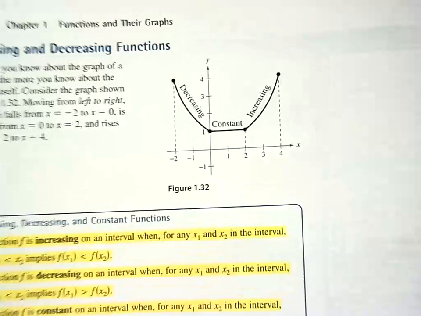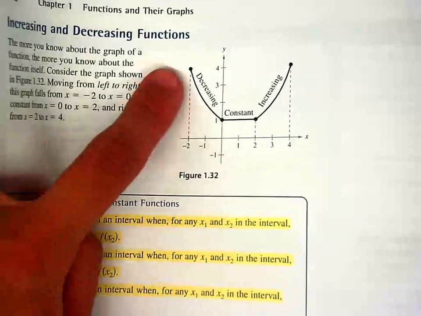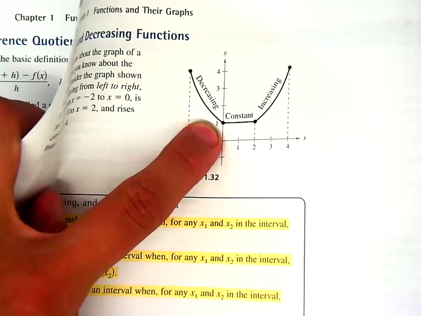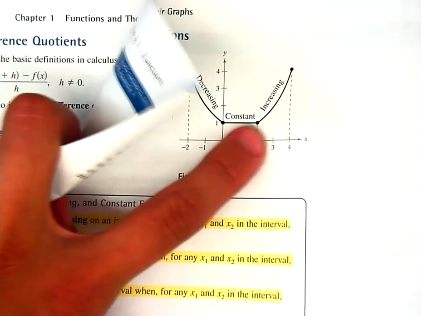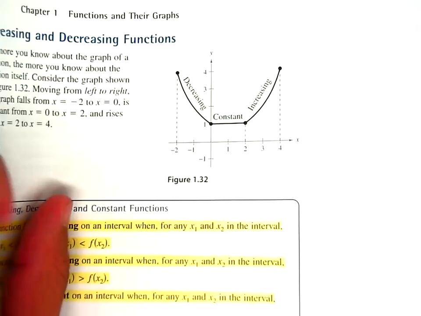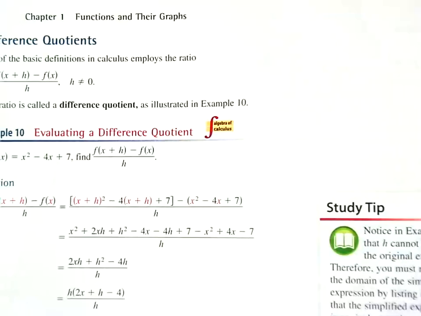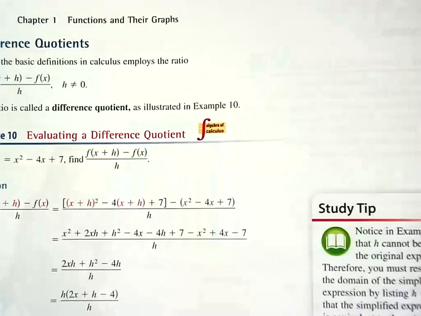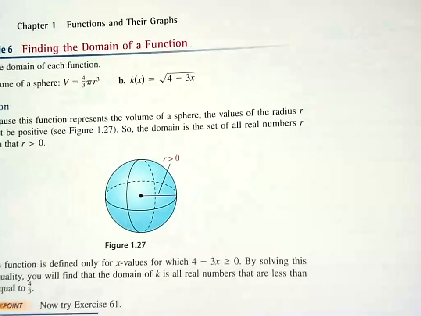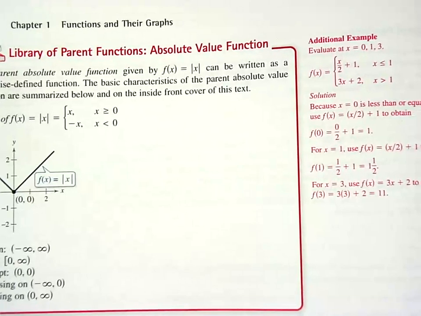And here's a great visual. If it's decreasing, it is going down from left to right. If it's constant, it'll go flat. And if it's increasing, it'll go up, going left to right. And the last thing I need you to copy down is a couple of parent graphs to give you an idea of what the graph is.